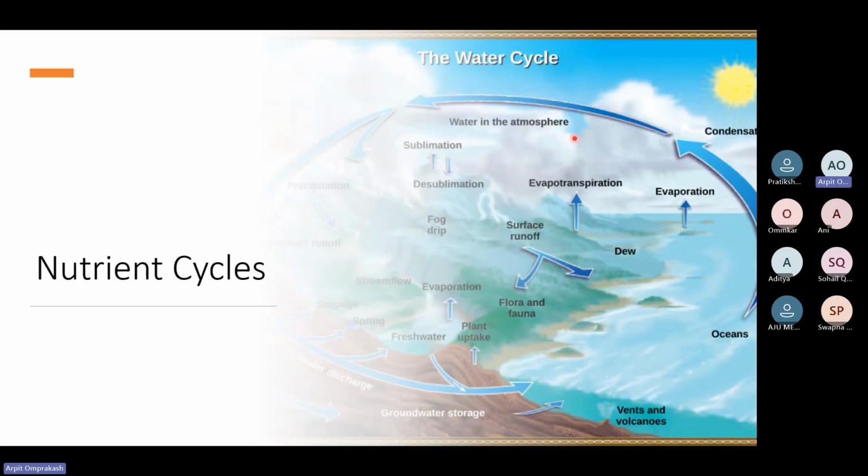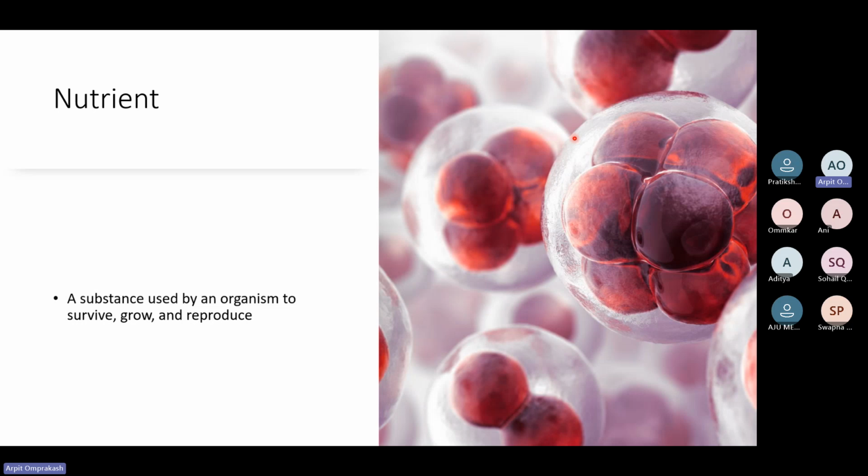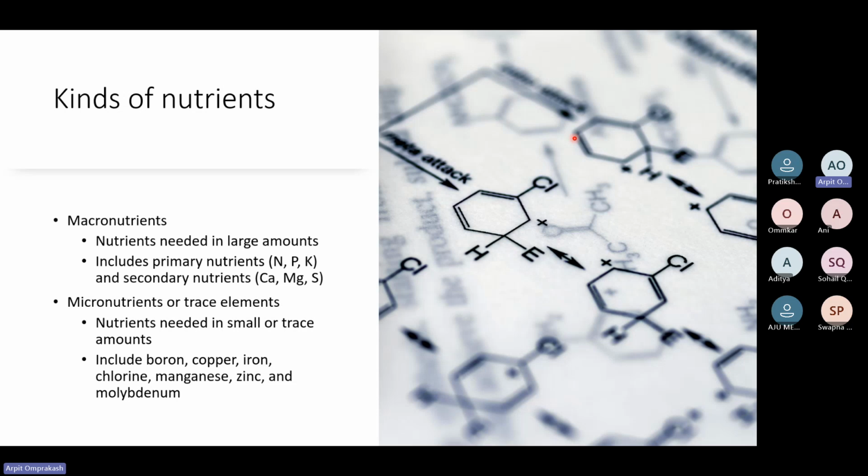Great. Then we talked about nutrient cycles, where we talked about nutrient, which is a substance used by an organism to survive, reproduce, and grow. There are different kinds of nutrients. Macronutrients are needed in large amounts and generally include primary nutrients and secondary nutrients. Micronutrients are trace elements which are needed in smaller amounts. These generally include many metals.